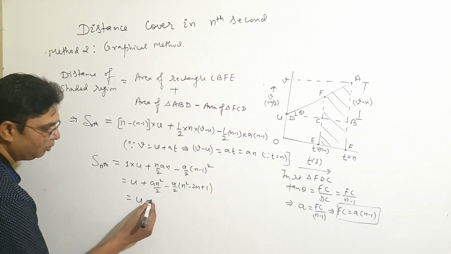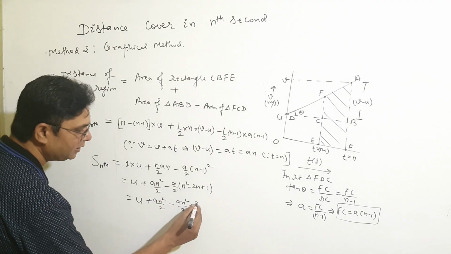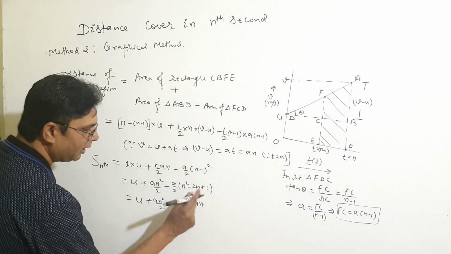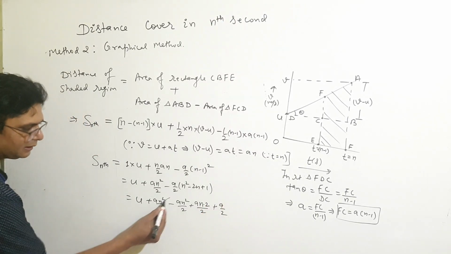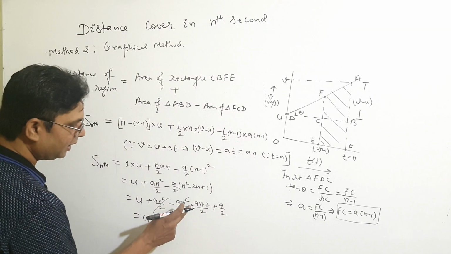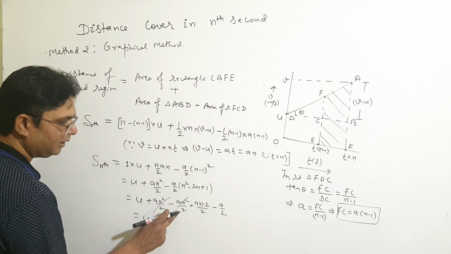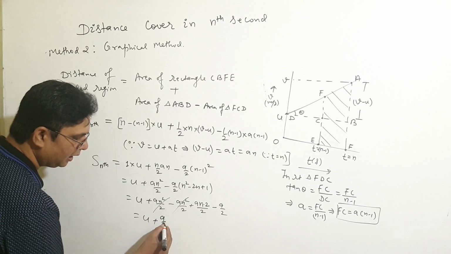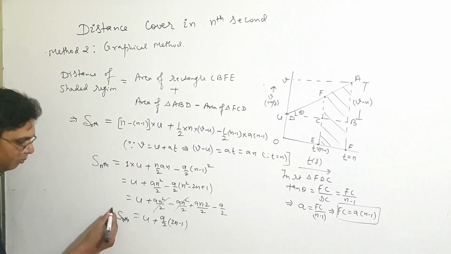So you have U plus A n square by 2, minus A n square by 2, plus A n, minus A by 2. So cancel this quantity. Now you write U plus, and from these two quantities, because of this minus sign, this quantity becomes minus, this becomes plus, and this becomes minus. So from these two quantities take out A by 2, so again you have 2n minus 1. Thus you have seen the same formula in the graphical method.